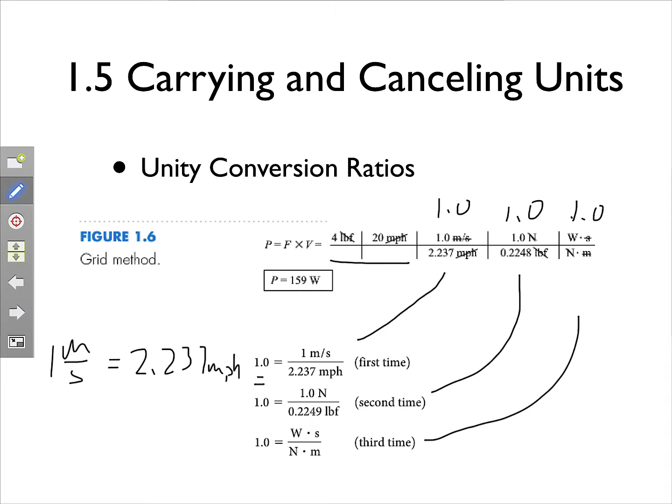And as you can see, the miles per hour cancel, the pound forces cancel, the newtons cancel, the meters cancel, the seconds cancel, and all we're left with on the end here is watts. So everything cancels in the grid method, and when you multiply all the numbers out, you end up with 159 watts.